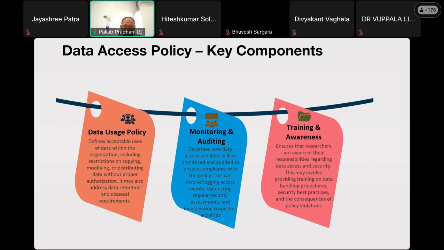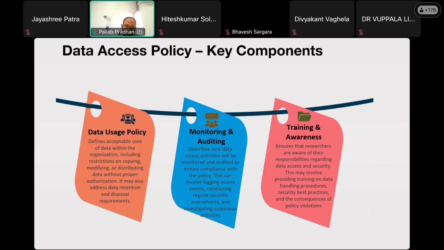And when you host your data somewhere and give access to your data, obviously it should be monitored and audited. This aspect of the data access policy defines how the data access activities will be monitored and audited to ensure compliance with the policies. This can include login access logs, conducting regular security assessments, and investigating suspicious activities if something is happening, like hacking or other things.